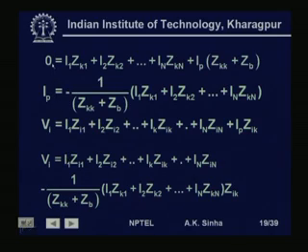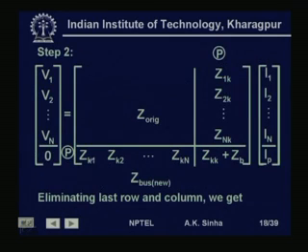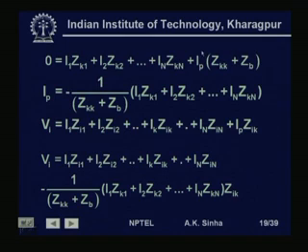So, we write the last equation: 0 is equal to I1 into Zk1 plus I2 into Zk2 plus In into Zkn plus Ip into Zkk plus Zb. That is, we are writing 0 is equal to Zk1 into I1, Zk2 into I2, up to Zkn into In plus Zkk plus Zb into Ip. So, that is what we have written here, Ip into Zkk plus Zb. Now, from this we can find out the value of Ip. We can take this expression on the left hand side.